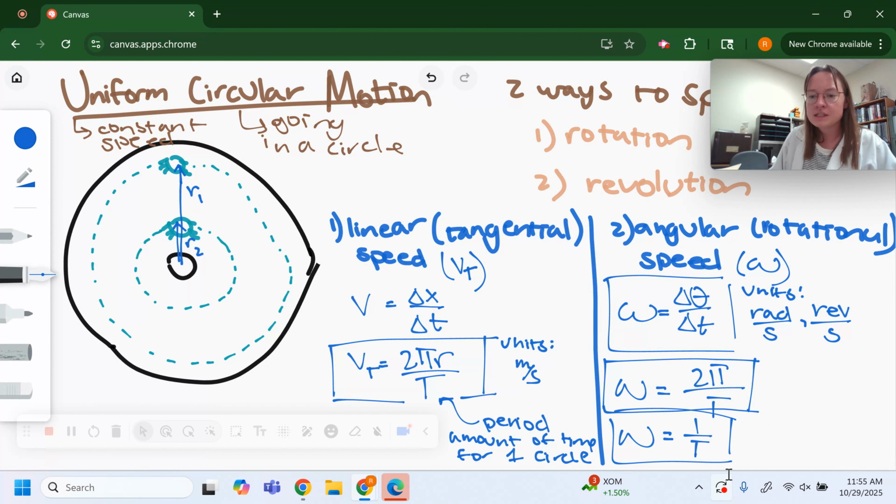Both of these equations give me ways of talking about the angular speed, but one I use when I'm talking in terms of how much angle, how many radians per second, and the other one I use when I'm talking about how many circles, how many revolutions per second.